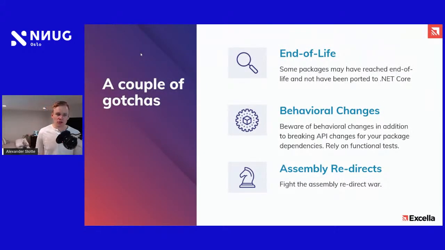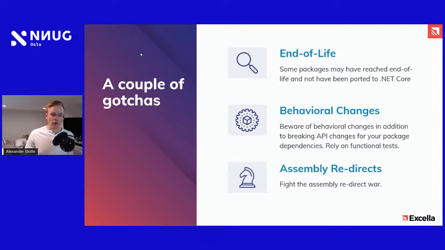So a couple of gotchas when you're updating packages here. As you start going through your packages and trying to find the .NET Standard 2.0 version, you will see quickly that a lot of packages have reached end of life. They are not supported anymore because the open source contributor has just left them. And that's okay. We don't pay them, right? So we can't expect that to be the case.